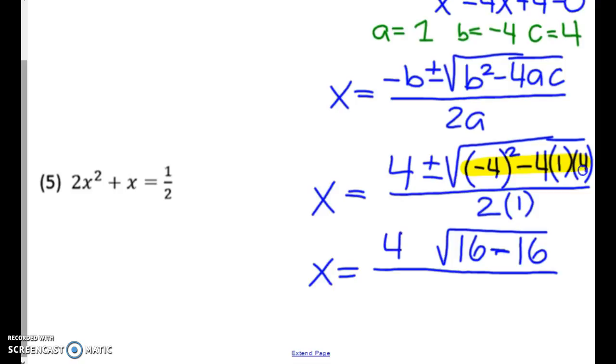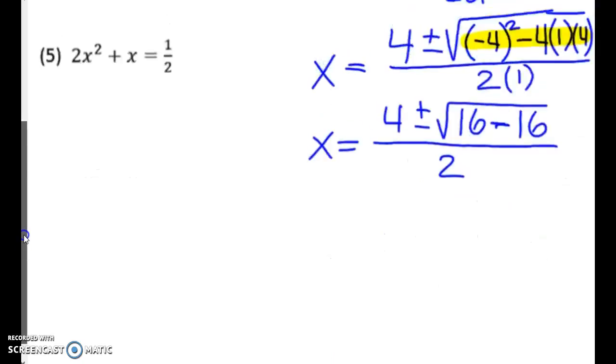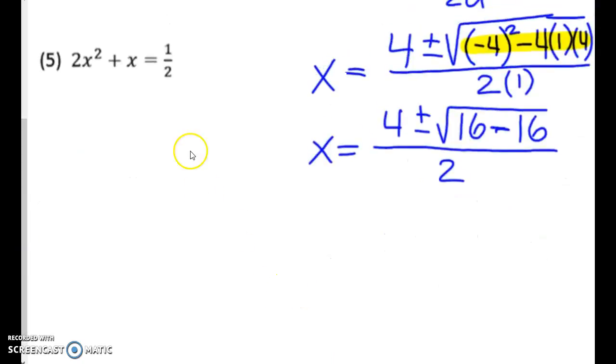The rest of it I'm going to just rewrite. Don't forget your plus or minus. And in the bottom I get a 2. Now we begin to simplify this problem as well. We have to continue on. 16 minus 16, again working with that radical, is actually just going to give me a 0.